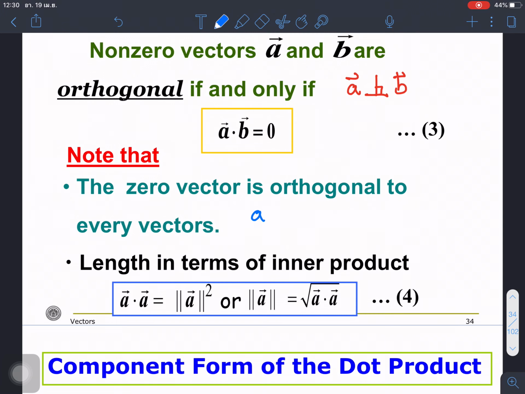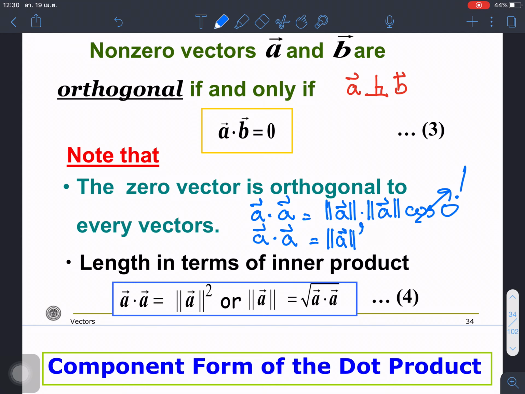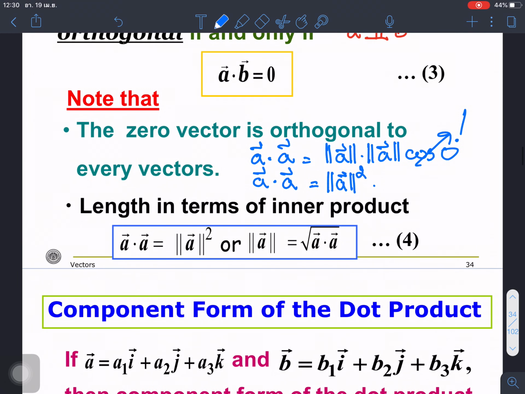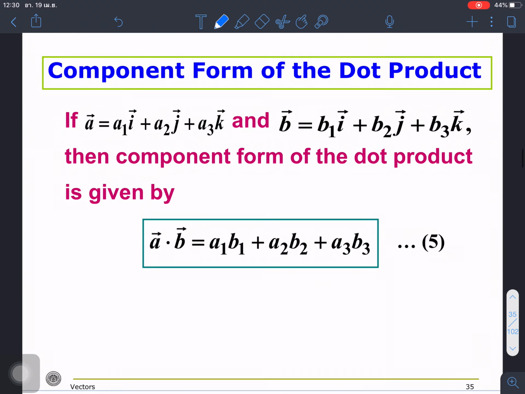From the definition, A dot A has to be modulus of A times modulus of A times cosine theta. But the angle between vector A and vector A is just 0, right? And cosine 0 is 1. So then you have A dot A is just modulus of A squared. Easy. That is the relation between modulus and dot product.